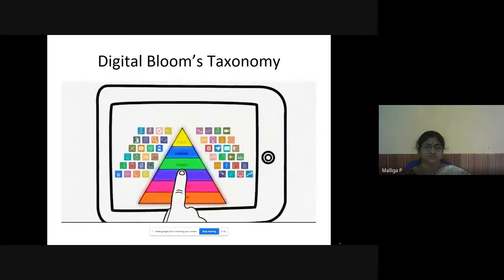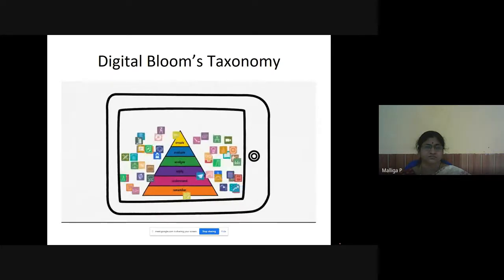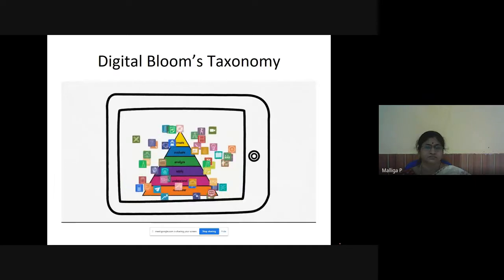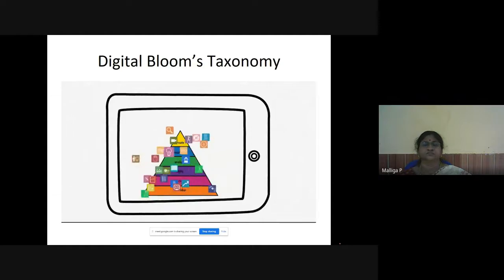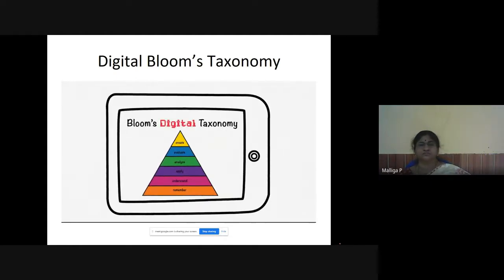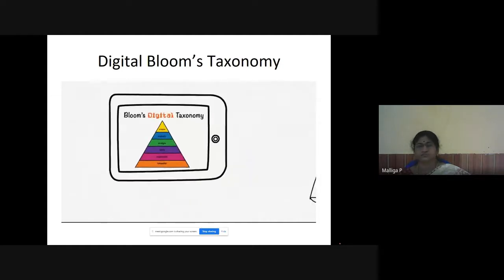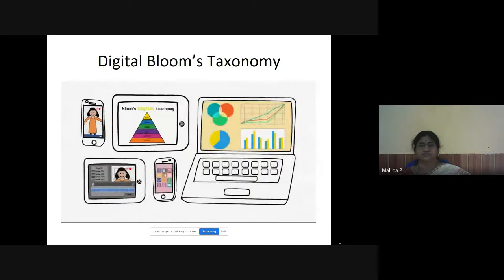So, as you weave technology into your teaching, ask yourself, how can the tools we use support different cognitive levels? Which tools help you address lower order thinking skills? And which can help challenge students' higher order thinking skills? Consider how Bloom's digital taxonomy can help you identify ways to design technology-rich learning experiences for your students.